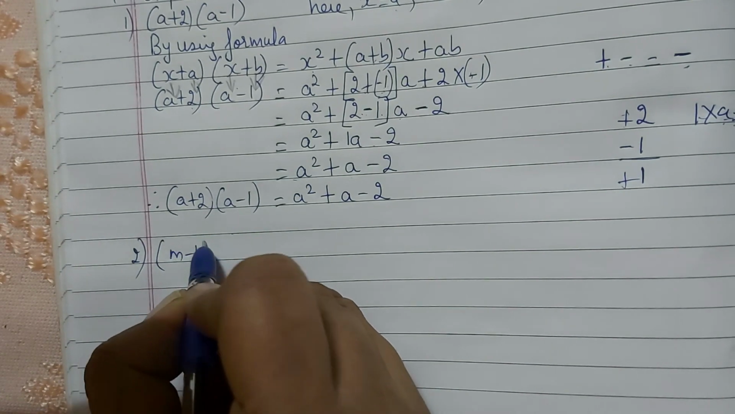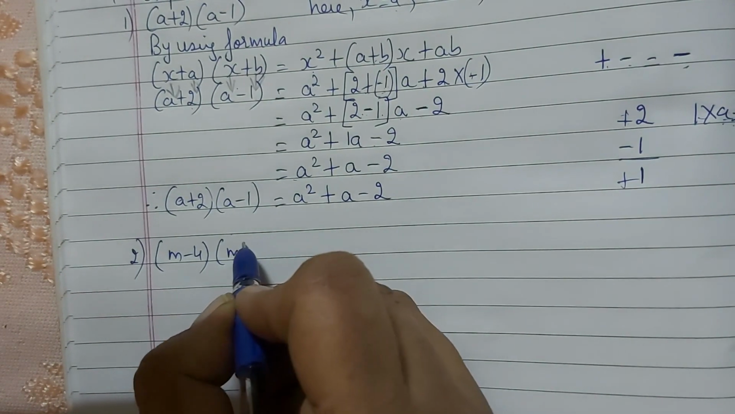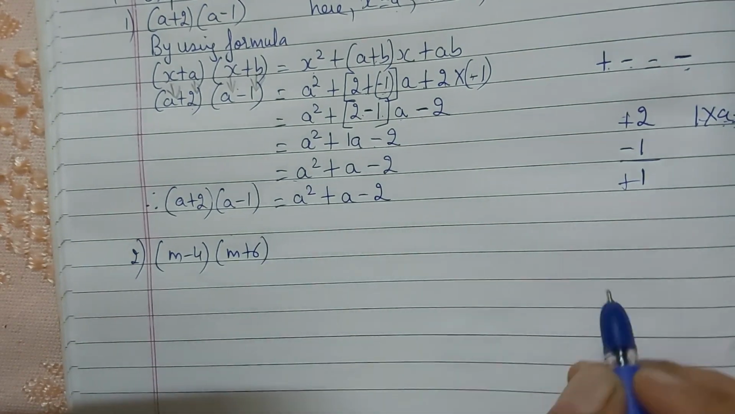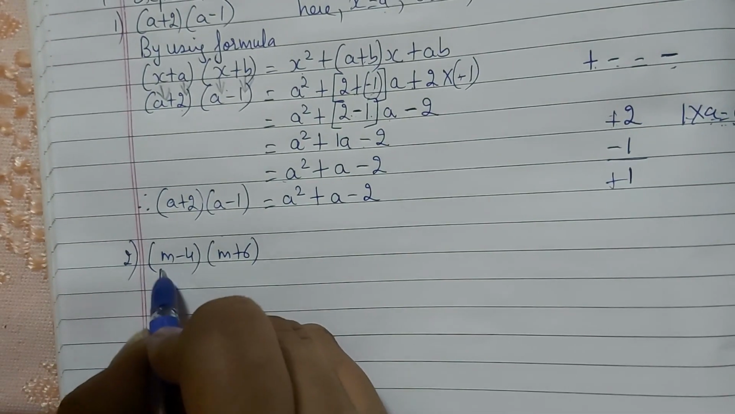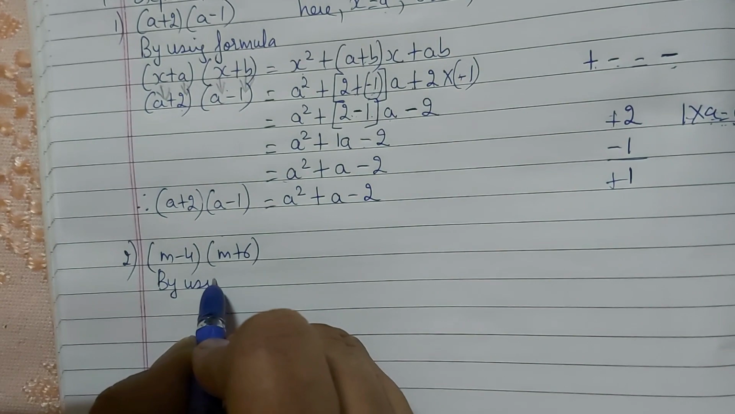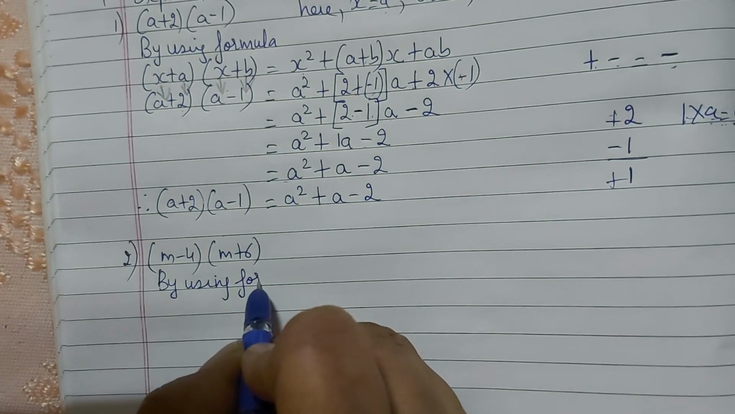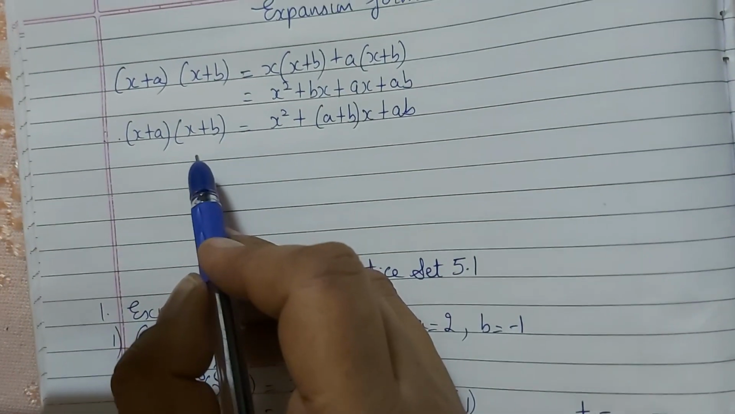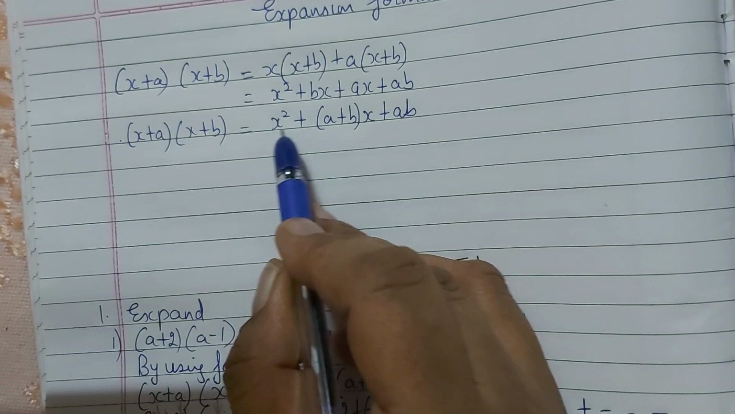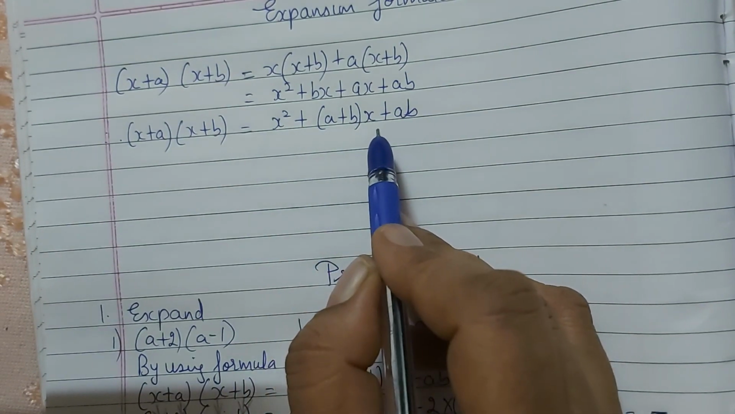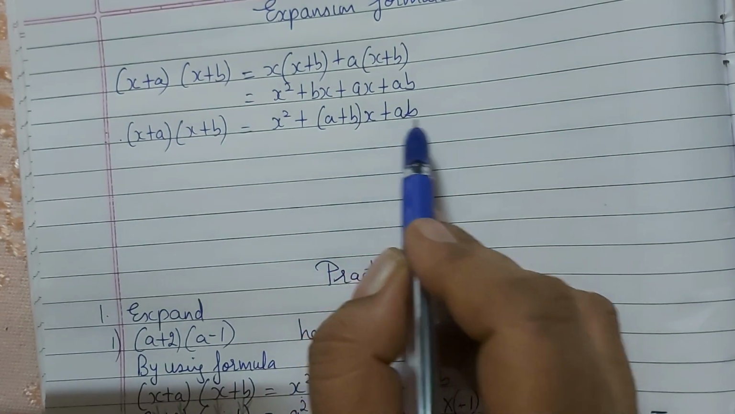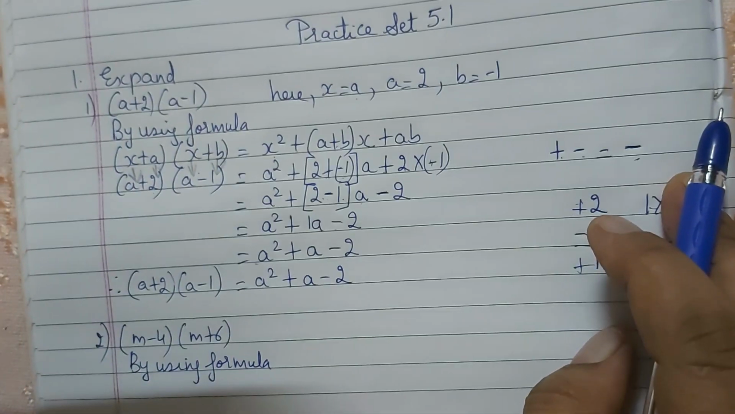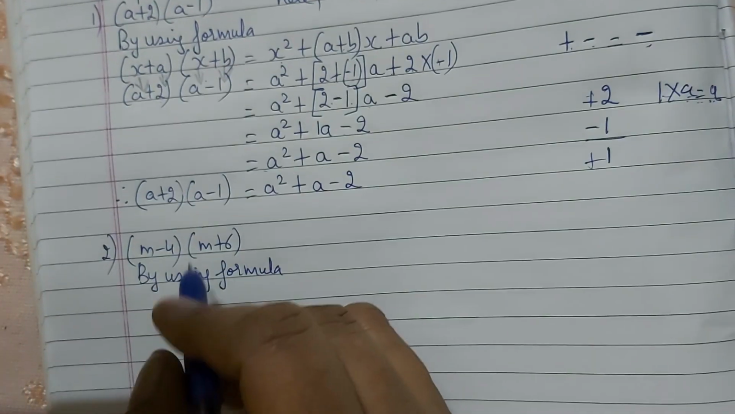(m minus 4)(m plus 6). By using the formula, what is our formula, children? By using the formula (x plus a) into (x plus b) is equal to x square plus (a plus b) into x plus ab. So we are going to write a formula over here.